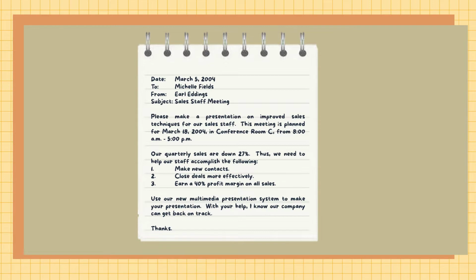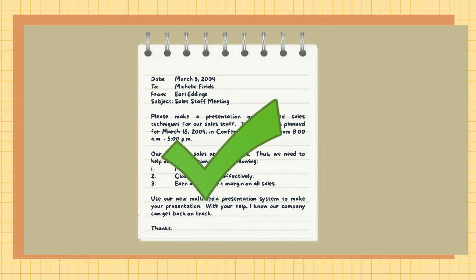Date: March 5, 2004. To: Michelle Fields. From: Earl Eddings. Subject: Sales staff meeting. And here's what it says. Please make a presentation on improved sales techniques for our sales staff. This meeting is planned for March 18, 2004 in Conference Room C from 8 a.m. to 5 p.m. Our quarterly sales are down 27%. Thus, we need to help our staff accomplish the following: make new contacts, close deals more effectively, and earn a 40% profit margin on all sales. Use your new multimedia presentation system to make your presentation. With your help, I know our company can get back on track. Thanks. Much better, right?